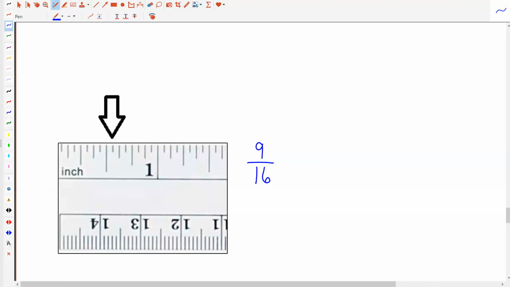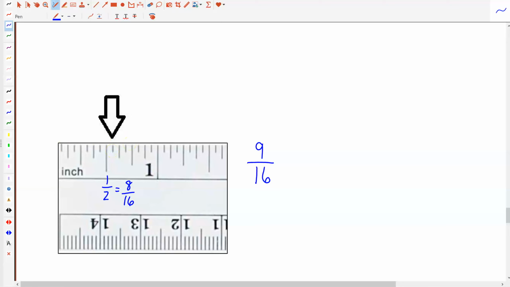The best way to do this is to remember that the 1/2 mark right here is equivalent to 8/16. Half of 16 is 8. So if I already know this is at 8/16 and I'm going to be one more tick mark past that, then I must be at 9/16. That's the faster way to figure out where I'm at when I'm doing my measurements.